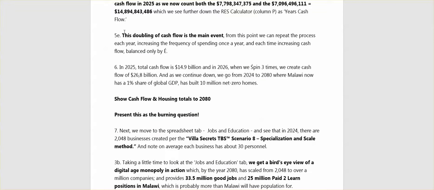This doubling of cash flow is the main event. From this point, we can repeat the process each year, increasing the frequency of spending once a year, and each time increasing cash flow, balanced only by E. In 2025, total cash flow is 14.9 billion, and in 2026, when we spin 3 times, we can create cash flow of 26.8 billion. And as we continue down, we go from 2024 to 2080, where Malawi now has a 1% share of global GDP and has built 10 million net zero homes.